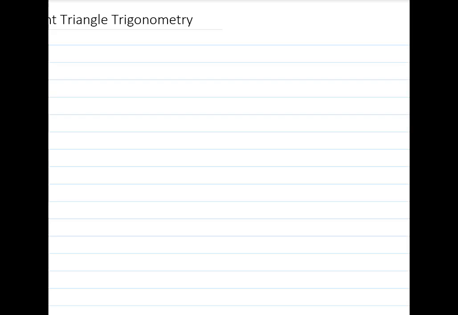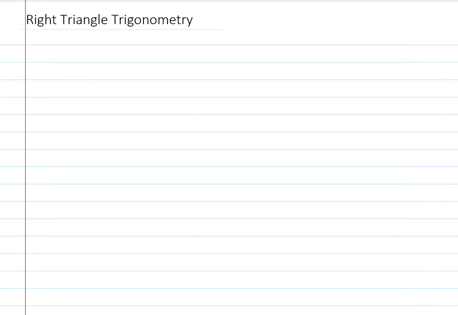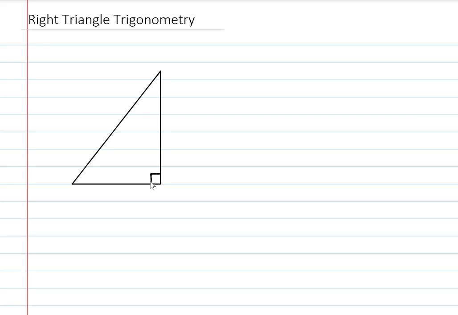Alright guys, so in this section we're going to be talking about right triangle trigonometry, and first of all we're going to see what a right triangle is. So a right triangle is just a triangle that has a 90-degree angle. This is how we represent a 90-degree angle, and we call this a right triangle.